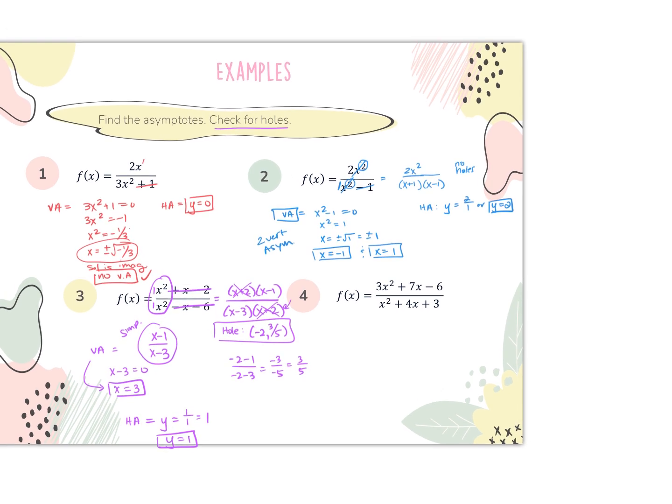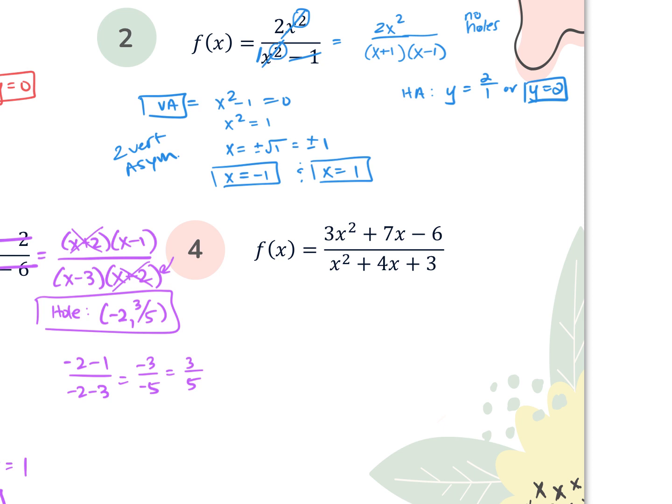And then let's go to the last problem here. In this last problem, again, we're going to focus on simplifying first. And when I do the math here, I'm going to get 3x minus 2 times x plus 3, and at the bottom, I'm going to get x plus 3 and x plus 1. And yet again, we see this repeated factor. So we know our graph is going to have a hole in it. The x value of the hole is going to be negative 3.